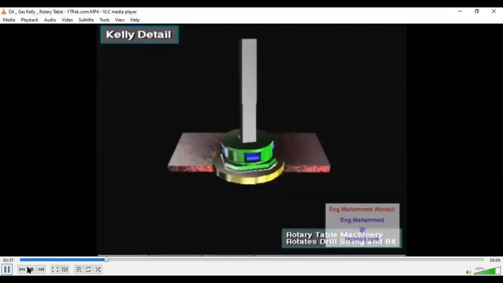This is the drive Kelly bushing. As I said, the Kelly is the rectangular pipe which is put inside this rotary table, and the rotary table rotates. This turns the Kelly. The Kelly turns all the drill pipe, the attached drill string and the bit. The Kelly can move vertically while rotating.